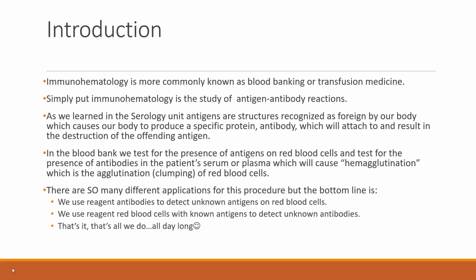Because in the ABO blood group system, we make naturally occurring antibodies against the A and B antigens that we lack. So a group A person would not have anti-A in their serum or plasma because that would mean they would destroy their own A cells. That's it. That's what we do all day long. Test for antigens on cells and antibodies in serum.